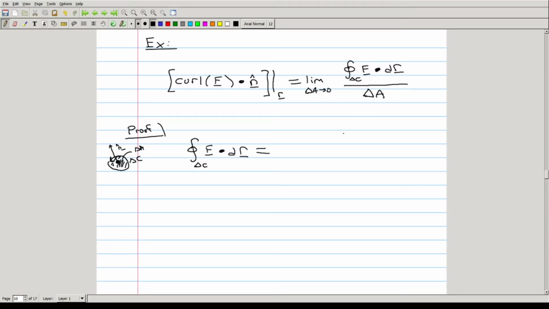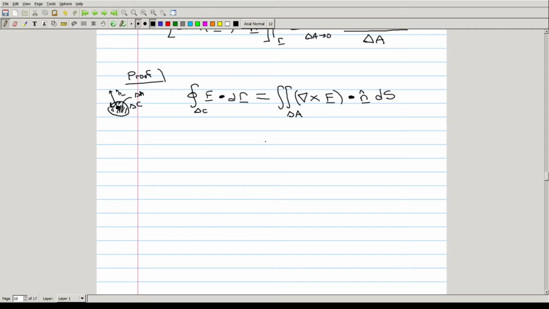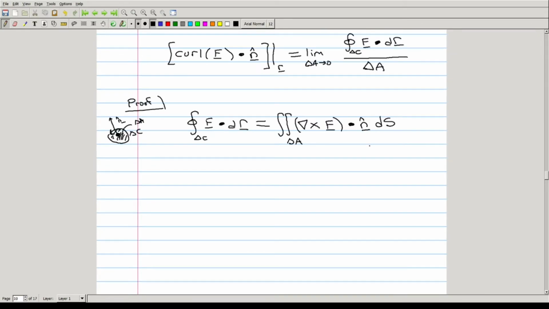So this integral, the circulation integral, is the same thing as the double integral over delta A, by Stokes theorem, of the curl, the del operator cross f, dot n hat dS. And this is probably the most important thing to do here.